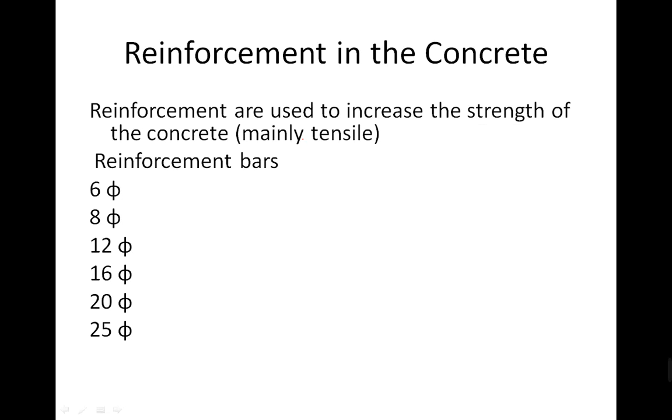So different reinforcement bars are used in RC design. We start from 6, 8, 12, 16, 20, 25. So this is the diameter of the bar. And one thing you note, you cannot design the bar using 7.5, because these bars are not available in the market. So when you design a member, those bars you have to consider. 25 and so on, 20, 25.